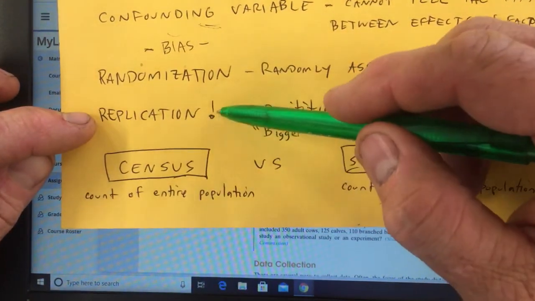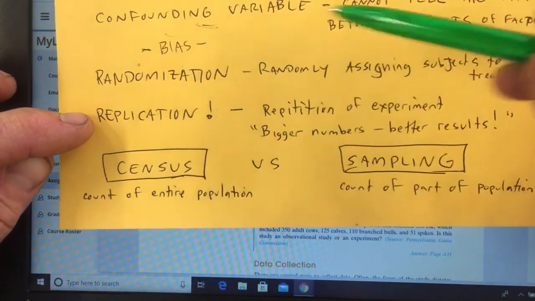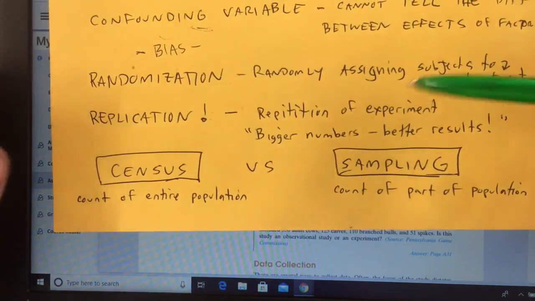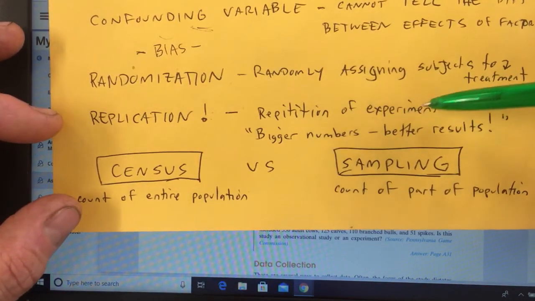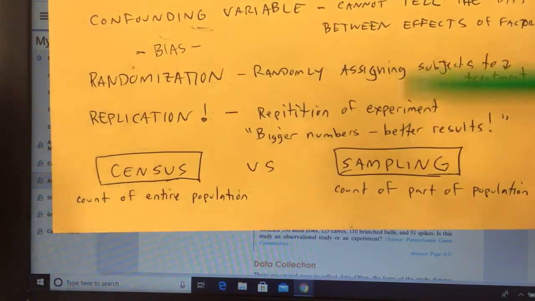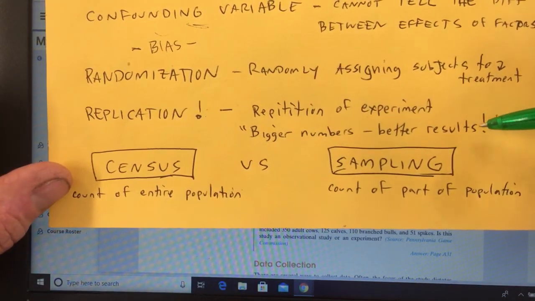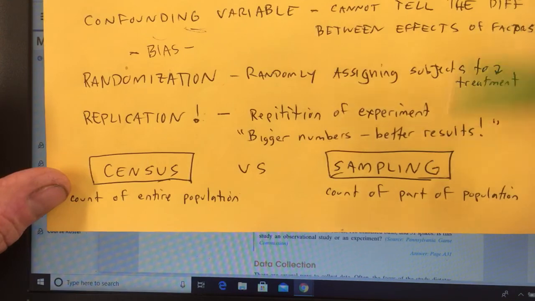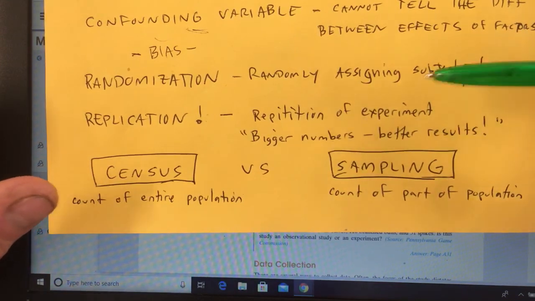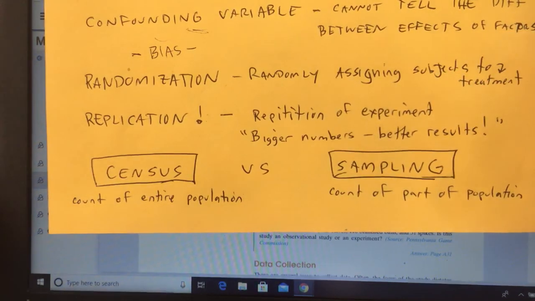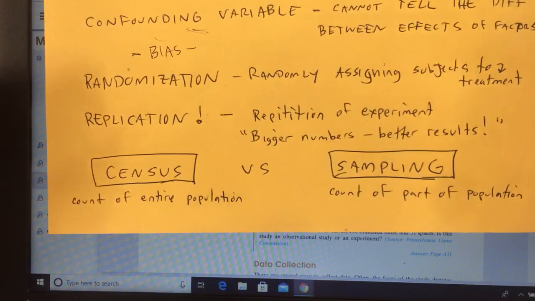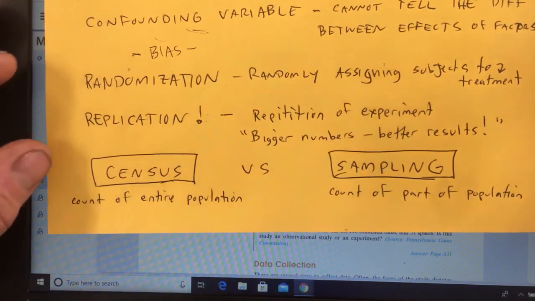Replication, I put an exclamation point here because this is important. Replication is repetition of your experiment. When you do this over and over, the bigger the numbers, the better the results. The more people you have involved in your survey, or in your experiment, the better your results are going to be, and the more reliable they'll be.